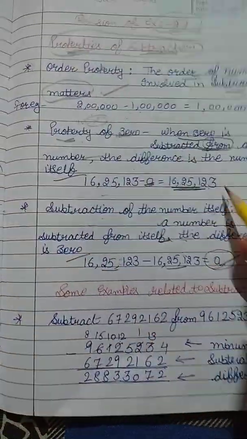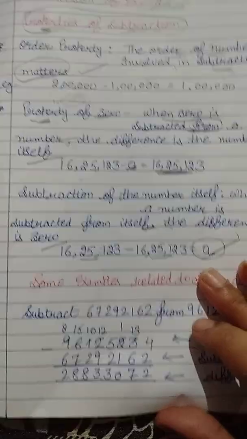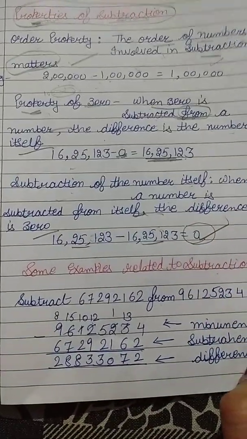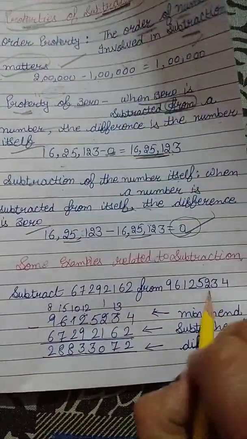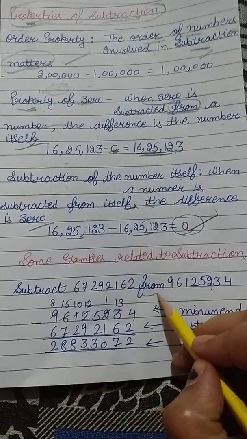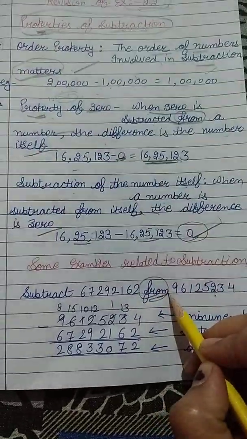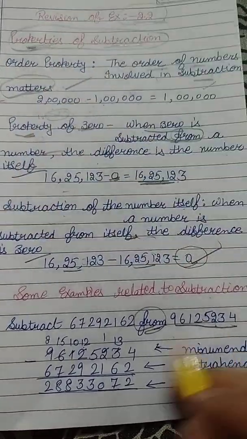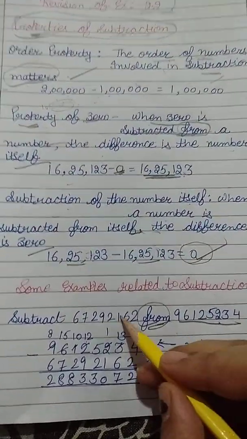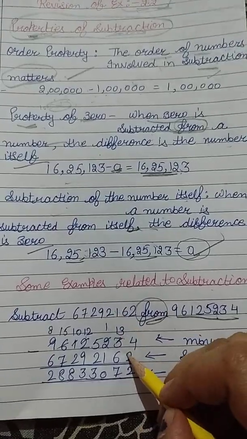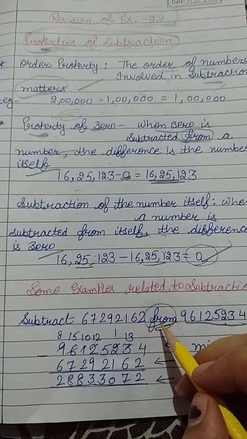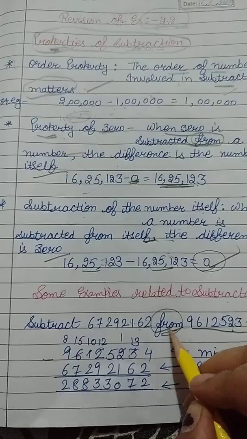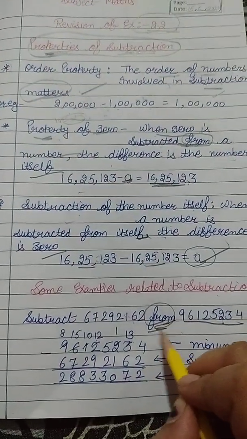Children, here we have one example related to subtraction: subtract this from this. Take care of this thing, children: whenever you have the word "from", the last number you have to write at the top side, and the first number at the down side. But this will happen only when you have "from". So take care of this.